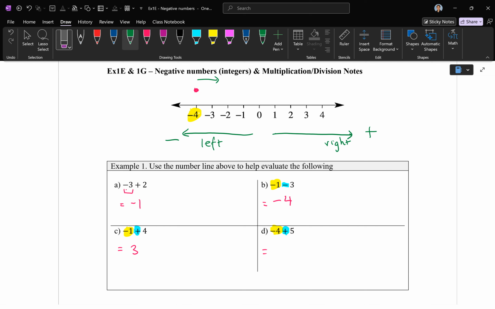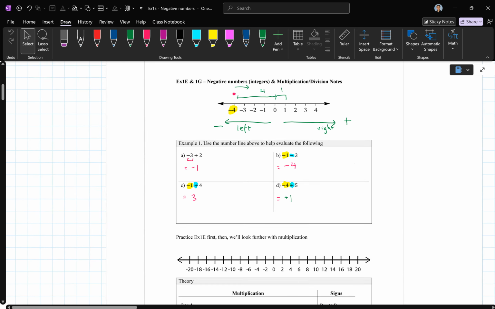Another way to think about it is, you know that it needs 4 to get to 0, because -4 to 0 is 4 units, and you only need an extra 1 to make 5. So hence the answer is positive 1. Does that so far make sense? Because that's the fluency skills that you bare minimum need to understand at year 8. So that's it for today.